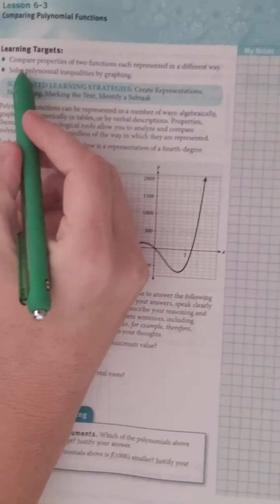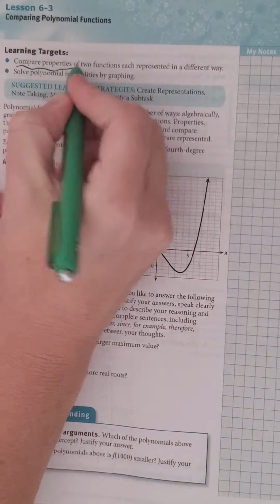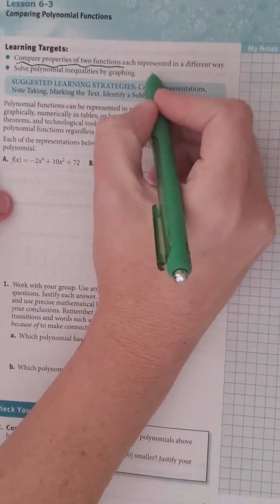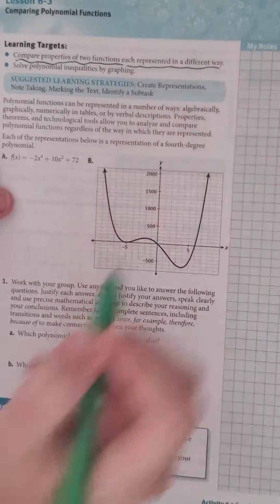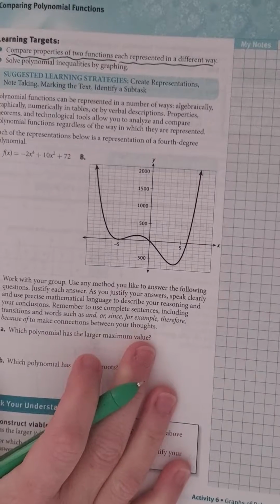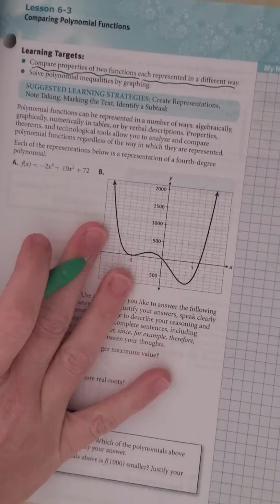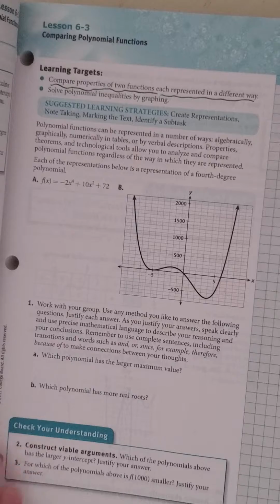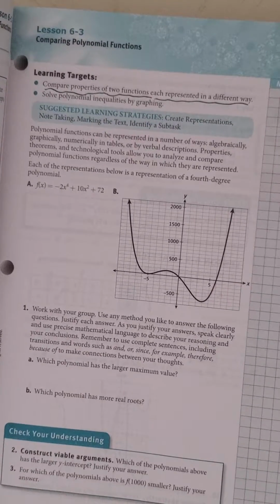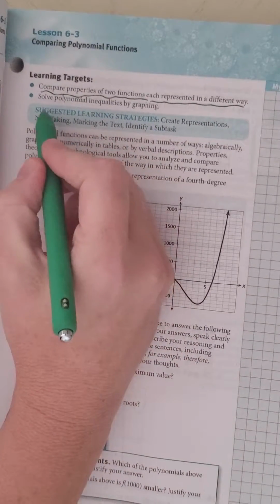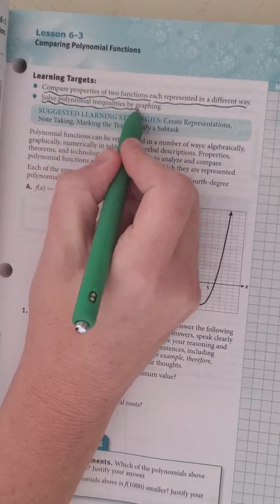Okay, so it says today we're going to compare properties of two functions, each represented in a different way. So for example, we may have two different cubic functions, and one is a graphical display and the other one's in an equation. And then we're going to solve polynomial inequalities by graphing.